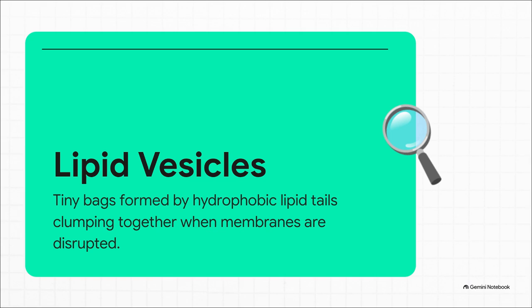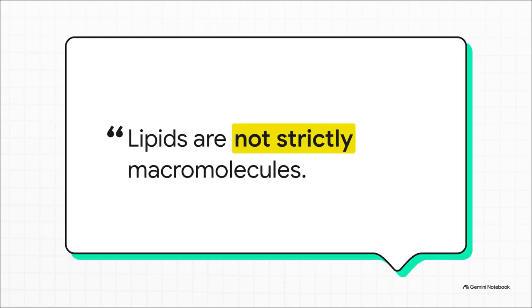But it doesn't. When we grind up the tissue, we disrupt the cell membranes. Because lipids have water-fearing or hydrophobic tails, they instantly panic and clump together to hide from the surrounding liquid, forming these tiny clustered bags called vesicles. Because they clump into these protective vesicles, they artificially act like heavy, massive macromolecules and get caught right in our strainer.